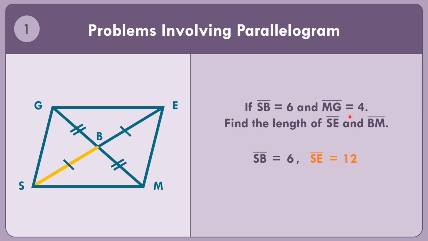Segment MG is equal to 4. How about the value of segment BM? Segment GB is half of segment MG, so it means 2. So segment BM is equal to 2. So the length of segment SE is equal to 12, and segment BM is equal to 2.